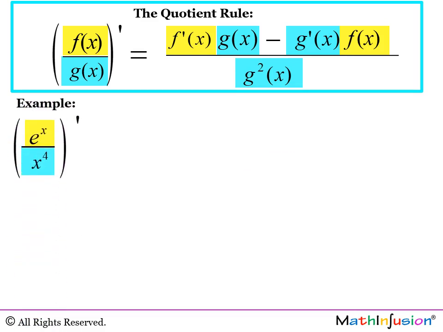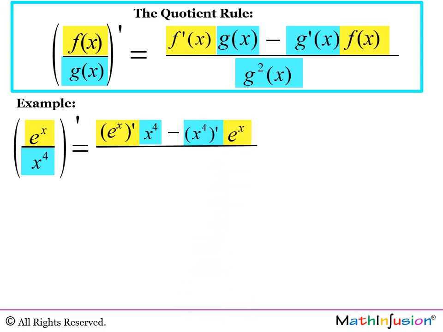And another example. Let's differentiate e to the x over x to the 4. We start with a long fraction line. The first and the top function here is e to the x. So we need to differentiate e to the x times x to the 4, minus, now we need to differentiate x to the 4 times e to the x. And in the bottom here, we're just going to square x to the 4, which if you want you can write as x to the power of 8.